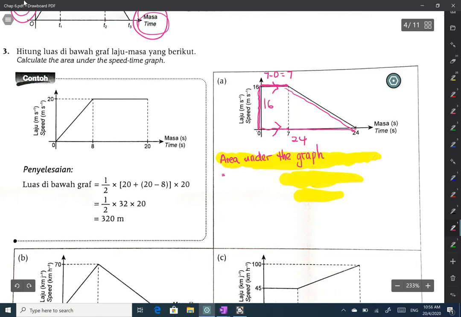So area under the graph, this is a trapezium. Trapezium is 1 over 2 times the sum of the two parallel lines, 加两个 parallel 的线, times the height, 再乘高. So you will get 248.